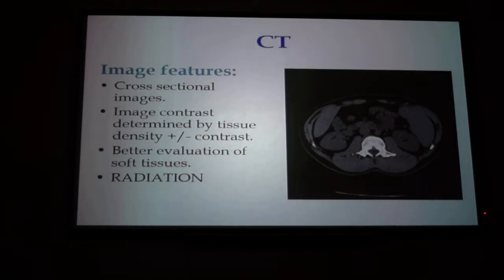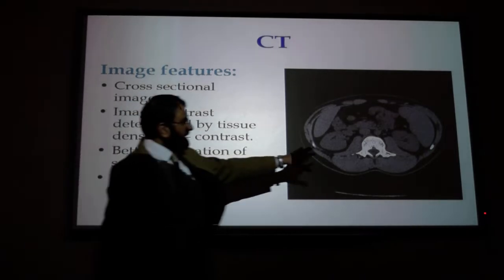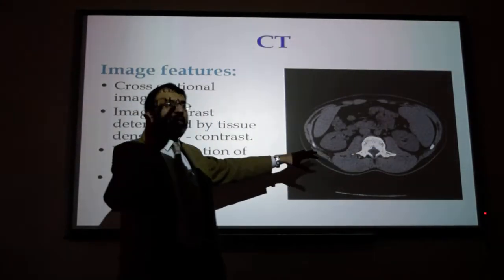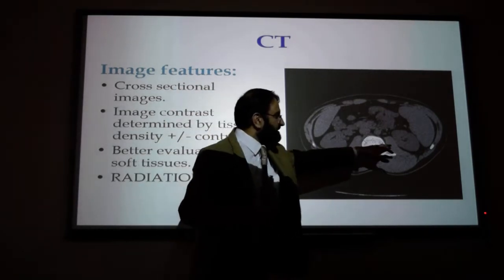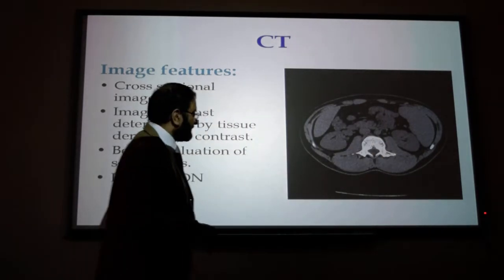This is what you get, the kidney areas. By the way, the kidneys are retroperitoneal structures, so they lie in the retroperitoneal regions. These are the psoas muscles. This is the vertebra.